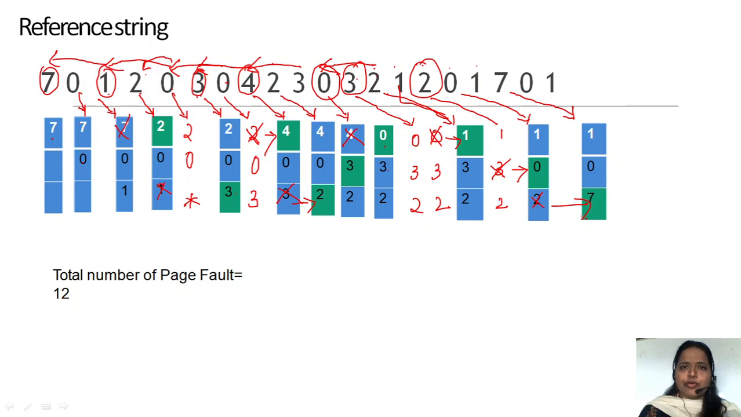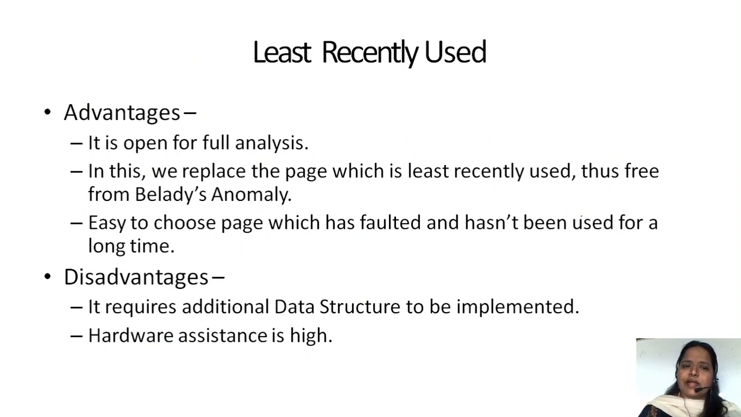Like this we will replace a page in the main memory with the secondary memory page. Which page we have to replace depends on these 3 different algorithms. What are the advantages: it is open for full analysis. We replace the page which is least recently used, thus free from Belady's anomaly. In Belady's anomaly, as the frame size increases, the page faults also increase, but here we check the past pages, which page we have used last, so that we are free from Belady's anomaly, and it is easy to choose a page which has not been used for a long time.